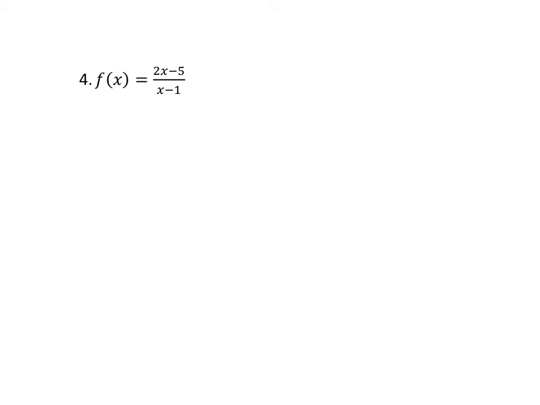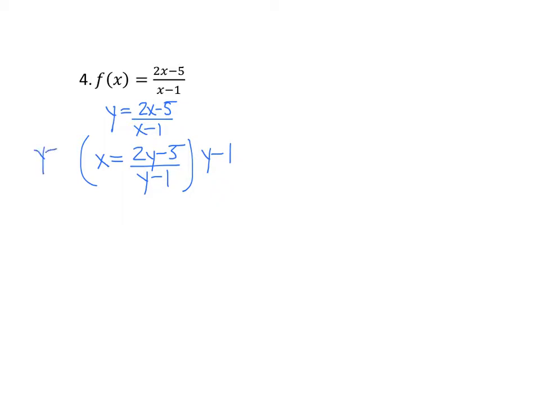Alright, this one's similar to the last problem we just went over, but it's a little bit more difficult. It requires a few more steps. So, okay, let's first take a look. Let's go ahead, change it to y equals. Now we're going to switch our x and y, so it's going to become x equals 2y minus 5 all over y minus 1. So this time I'm going to multiply by y minus 1 on both sides.